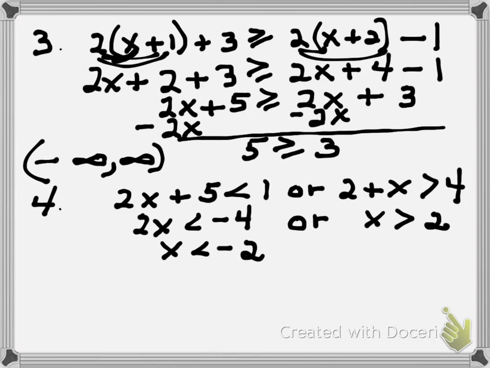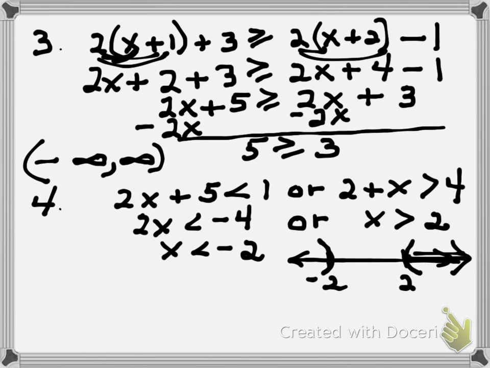So if I take a look at this on a number line, x is greater than 2 would be not including 2, so it's just a parenthesis and shading to the right. Less than negative 2 is a parenthesis shading to the left. So it's any solution in those two regions. So it's the union of those two.